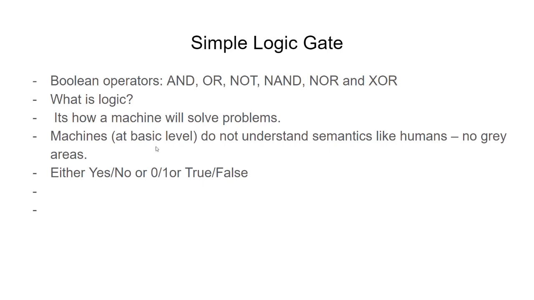What is logic then? It is how a machine will solve a problem. Machines do not understand semantics like humans. No gray areas. It's either yes, no, or 0, 1, or true, false, stuff like that. The machine solves the problem with the help of Boolean operators: AND, OR, NOT, NAND, NOR, and XOR. These are some basic operators, but there are more complex ones also. But for the IB exam, you only need to know these basic ones.